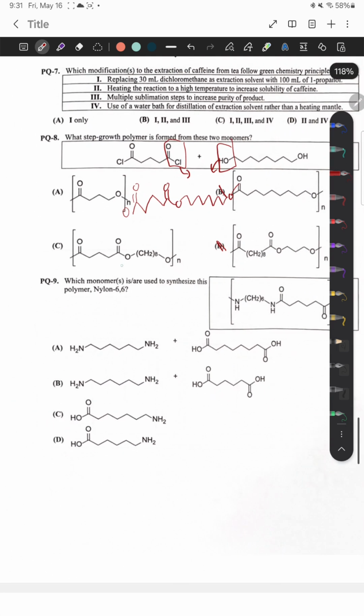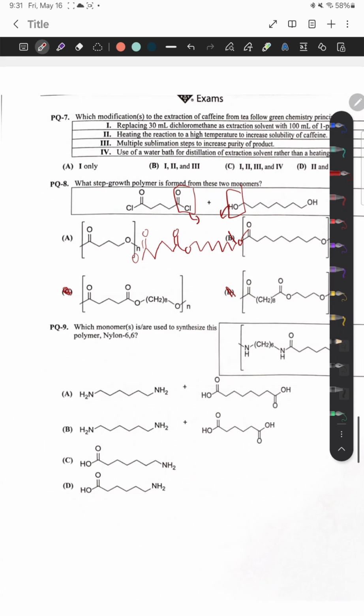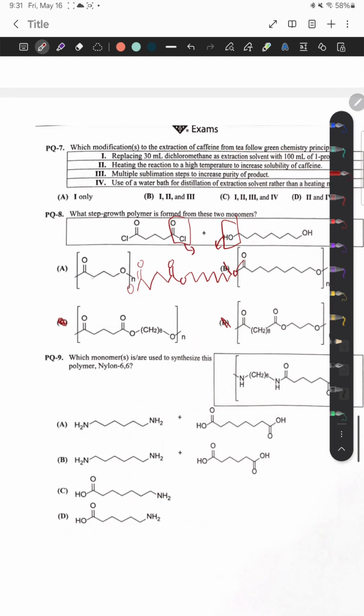C has 8 carbons in between the ester and the, well, this would be another ester. They just cut it off. And they have the 4 carbons in between the ketones. So C is our answer. It can't be A because there aren't that many carbons in between, as we mentioned, and it's also missing the ester, and the O separation is just too short as well.